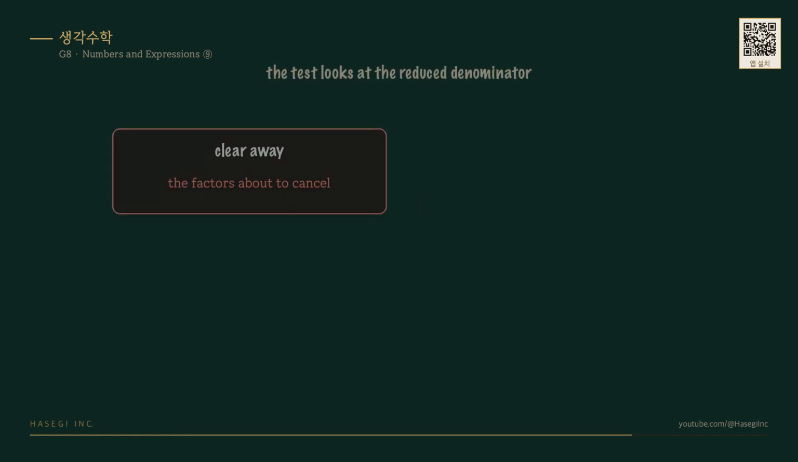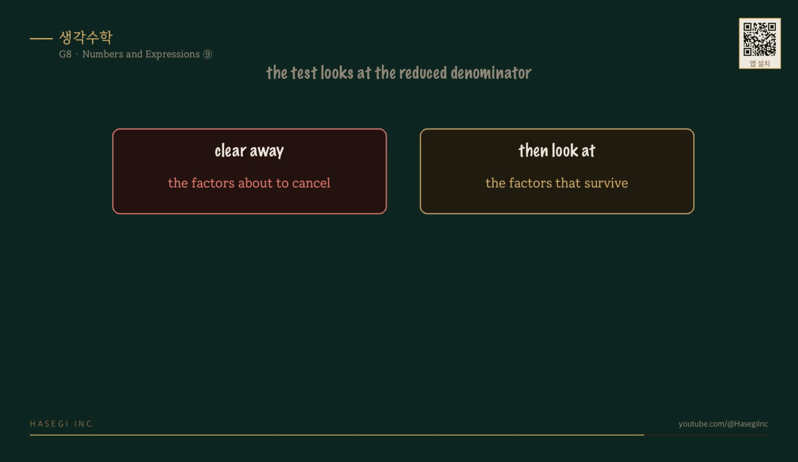So the denominator the test looks at is the denominator of the reduced fraction. Factors that are about to cancel have no bearing on the ending, so clear them away first. That closes the terminating test.